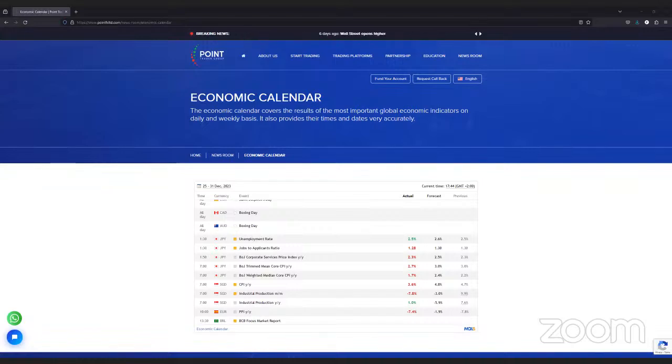Okay, guys. So when it comes to central banks, I'm going to mention some terminologies that are going to be very helpful to all of you. We have interest rate decisions. I think you may, one way or the other, have heard of something like this: interest rate decision.